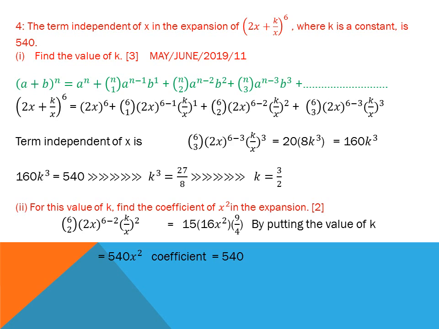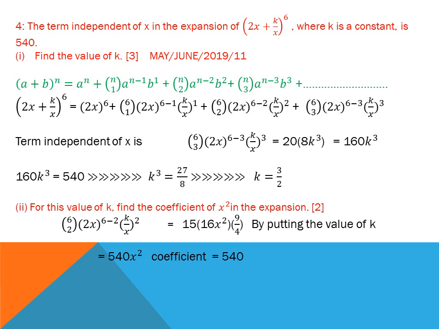In question number 4, we need the term independent of x in the expansion. In the first question, we also found the term independent of x. The same kind of question is question number 4. First we find the term independent of x, then equate the coefficient, because the coefficient is 540 here. Find the value of k.